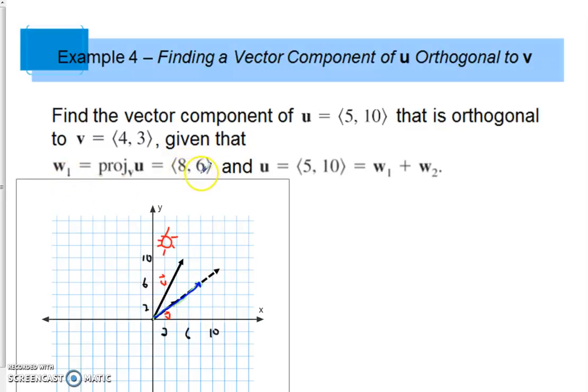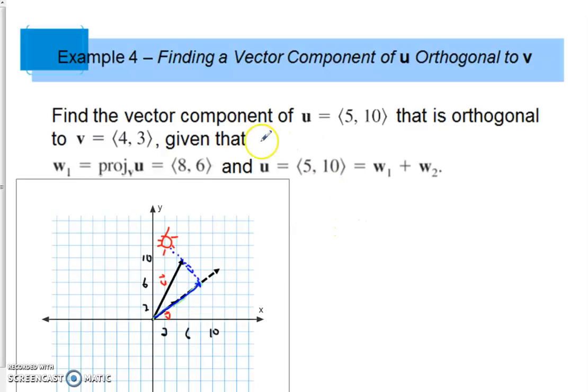W1, you notice, is the vector 8, 6. If I were to cast the shadow down from here, and of course that's perfectly orthogonal, it would come through here, and you can see how this would be the vector component form of the projection of u onto v, and that's what's going on there.